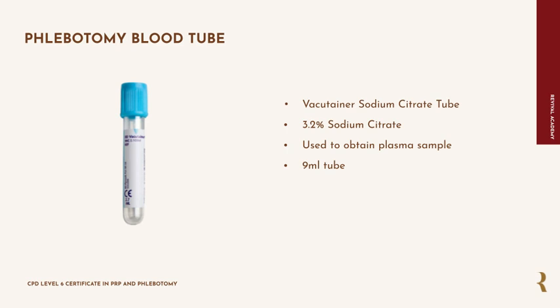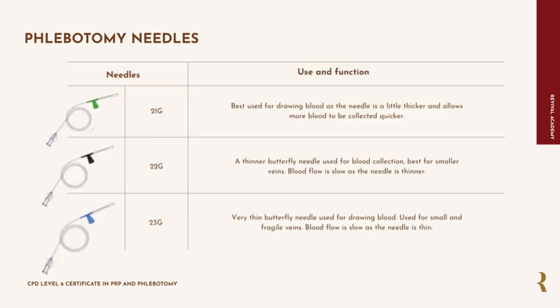And the 3.2 sodium citrate, what it does is, when you use the sodium citrate in combination with the whole blood and spin it through the centrifuge, the sodium citrate stops the blood from coagulating, and that makes it separate into 3 different components, as you can see. So whenever you are doing phlebotomy, make sure that you have the blood tube at 3.2 sodium citrate. And then the phlebotomy needles that you're going to use.